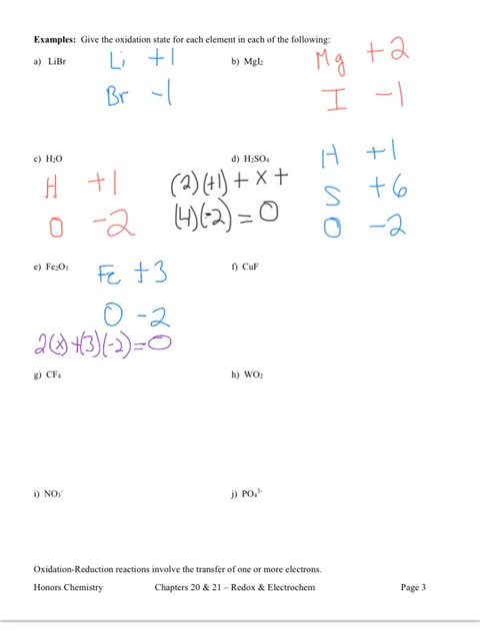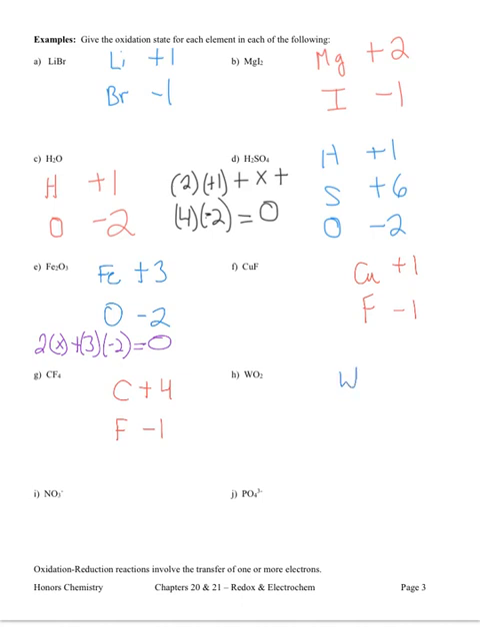Okay, CuF. We have copper. We don't have a rule for copper. We do have a rule for fluorine. It's a -1 in compounds, so that makes the copper in here +1. CF4, carbon we don't have a rule for. Fluorine we do. It says that it's -1 in compounds. That's rule 4. And so that would make the carbon +4 because we have 1 carbon and 4 fluorines, and altogether they need to equal 0. Let's look at WO2, tungsten.